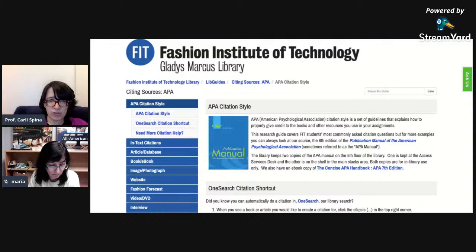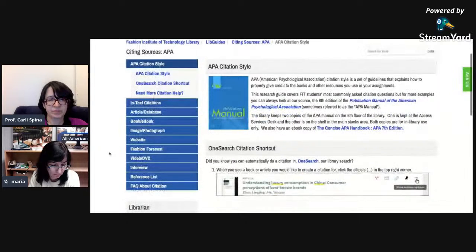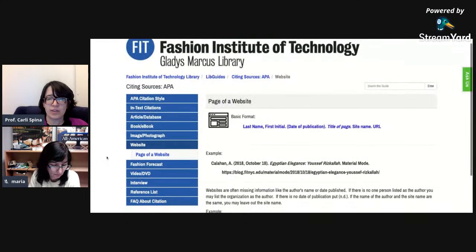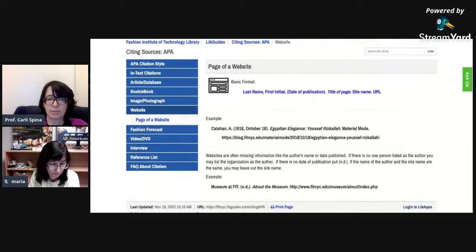But let's say you were using APA style. You could come to our APA guide and click on website. This is going to give you the format and then examples of how that format might look in different scenarios. If you look right here, you would just follow this format, and that would be how you would cite the information.